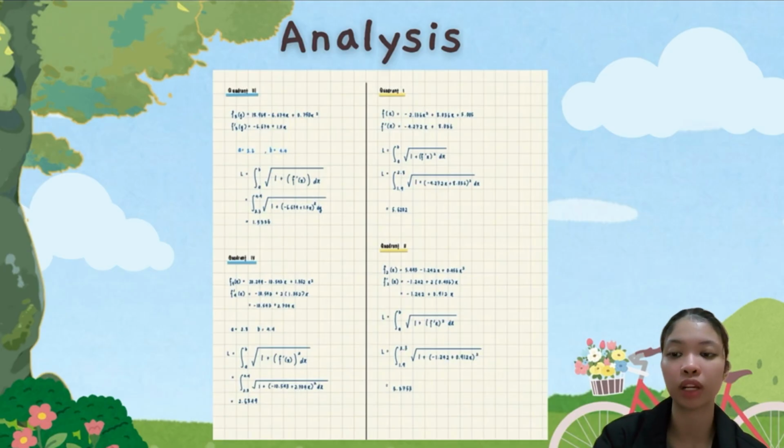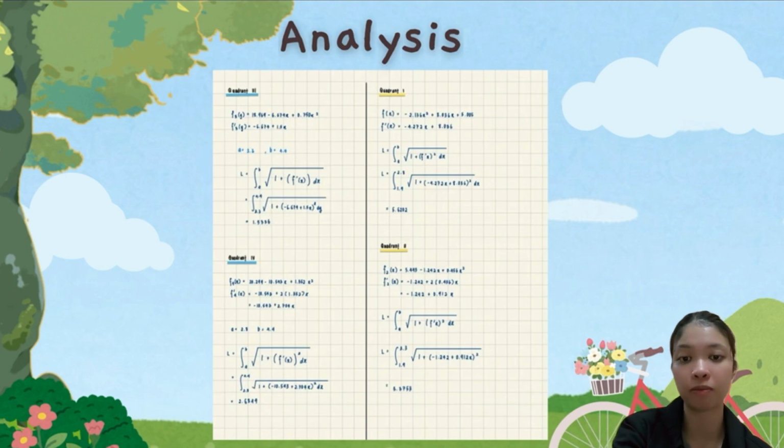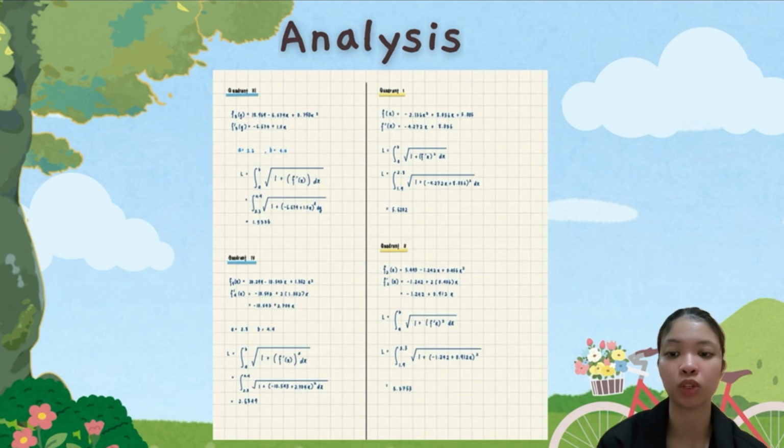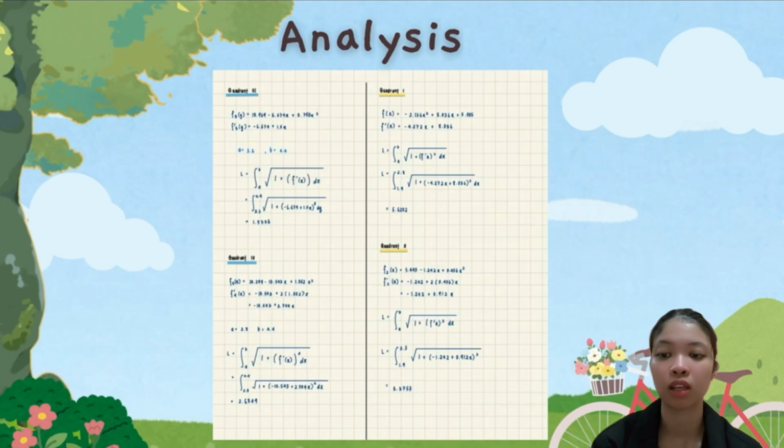So for quadrant 1, after we got f(x) and f prime (x), we will substitute the derivative into the arc length formula, setting the integration limits from x equals 1.9 to x equals 2.3. Solving this integral yields an arc length of L1 equals 5.6232 units. And moving on to quadrant 2, we derive f prime (x) equals negative 6.074 plus 1.5x.